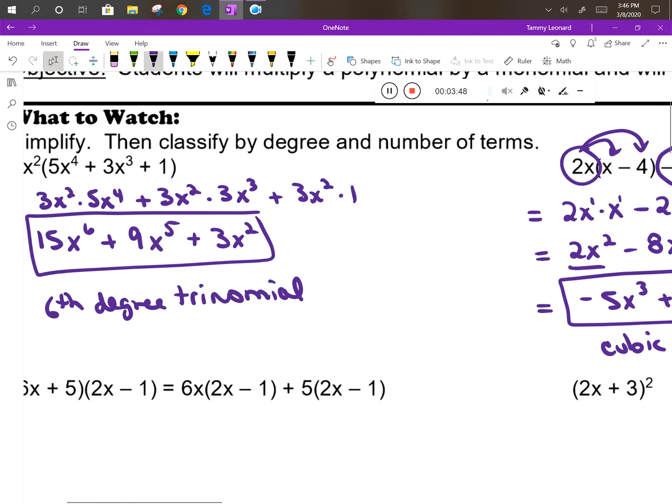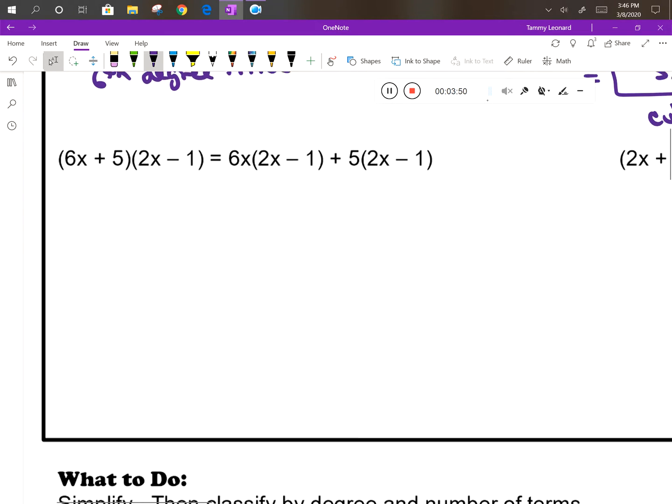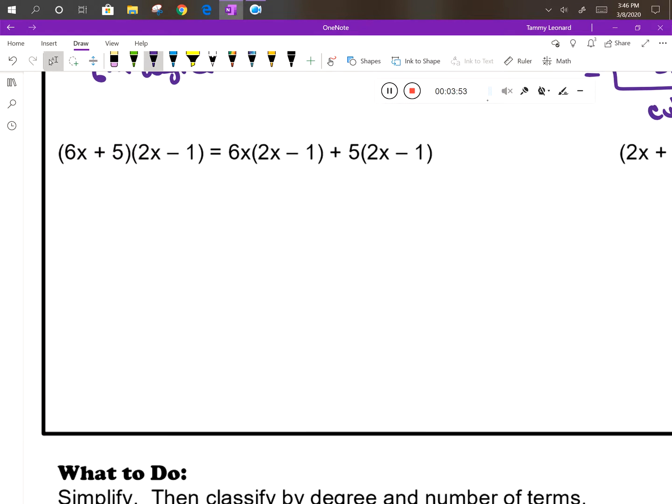All right, let's take a look at this one down here. I actually started this one out for you. I wanted you to see that this is what we sometimes call double distribution. Notice instead of just having 1 term to distribute, I actually have 2 terms. So first, we're going to take this 6x and distribute it through 2x plus 1. That's what we've written here. Then we're going to take this 5 and distribute it to the 2x minus 1. So that's what I've written there. I'm showing that I've actually got to do 2 distributions.